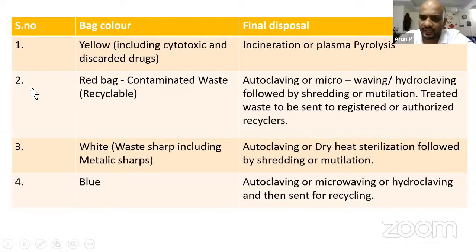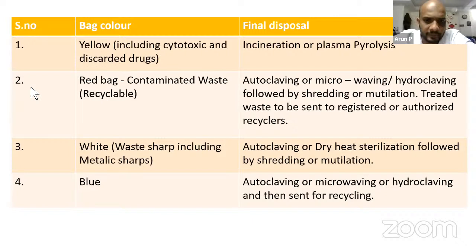So once you have segregated this waste, how will you dispose the waste? That is very, very important. You should know how to dispose these waste and how these waste are disposed. So you now know what waste comes into the yellow bag, the red bag, white and blue. So yellow bag, finally the entire waste is disposed of by incineration or plasma pyrolysis.